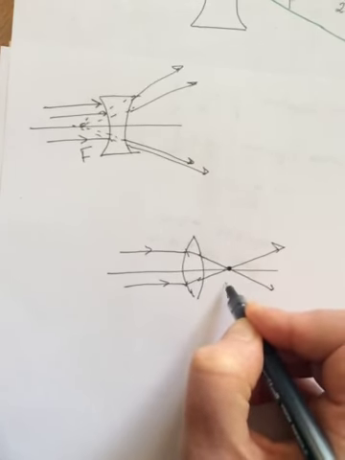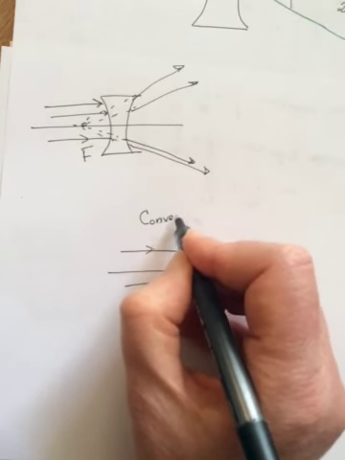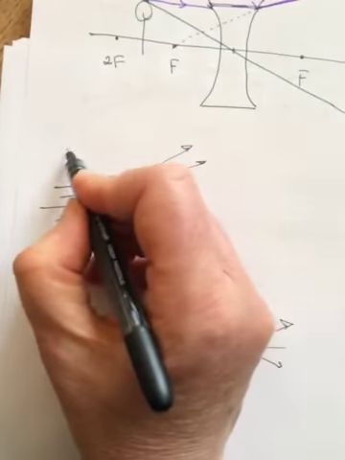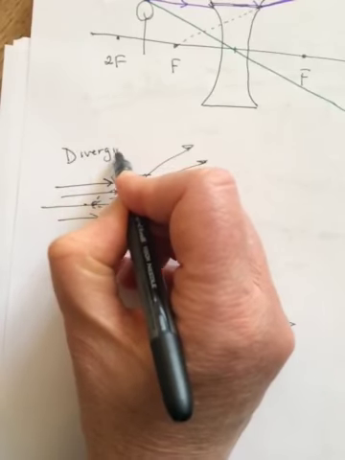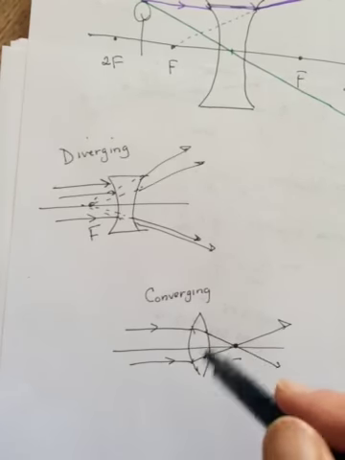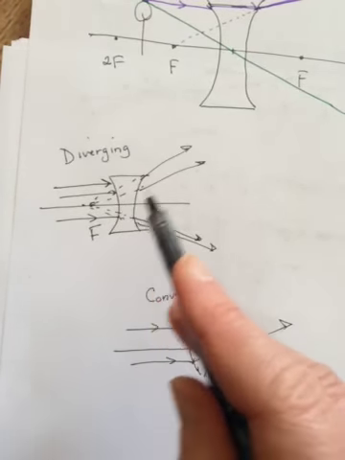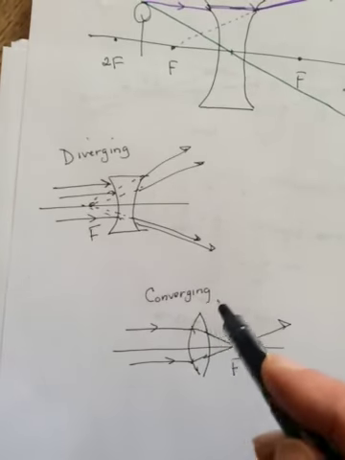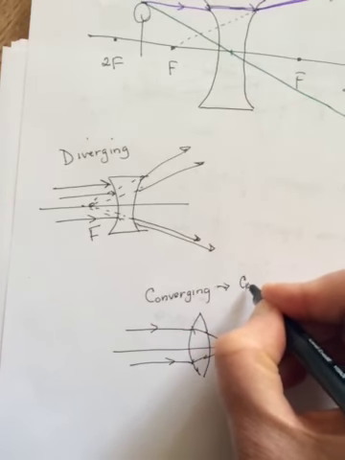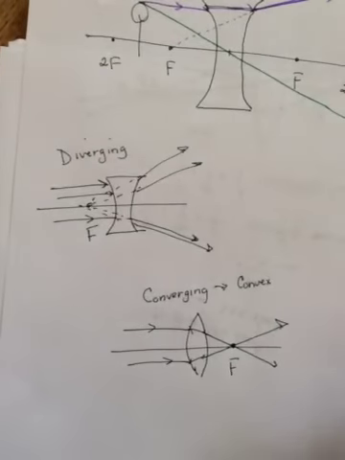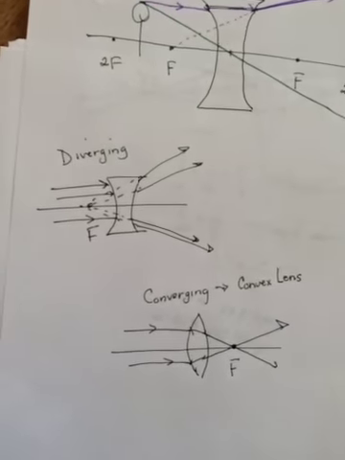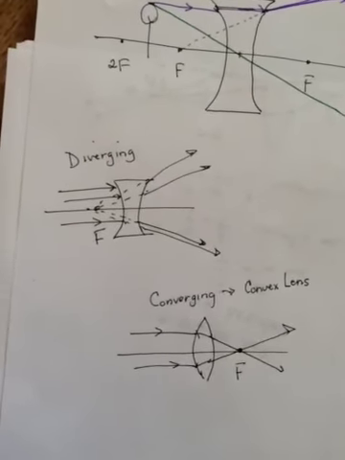They converge at F. So people always say to me, why can't we just call the same one that was converging for mirrors converging for lenses? Because rays going in parallel do not converge for a concave lens, they diverge. And rays going in parallel to the principal axis converge for a convex lens. So it's the opposite. For mirrors, the convex mirror causes them to diverge, but for lenses, a convex lens causes them to converge.